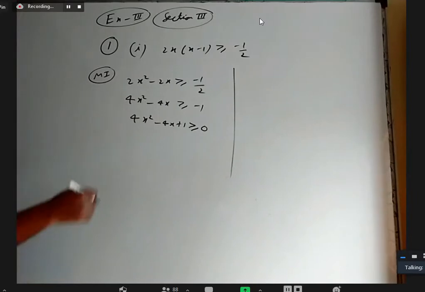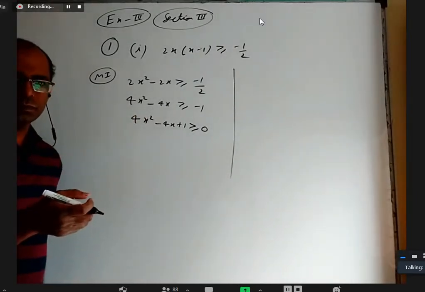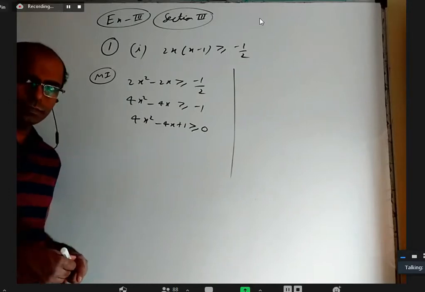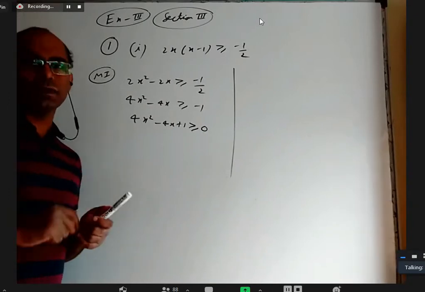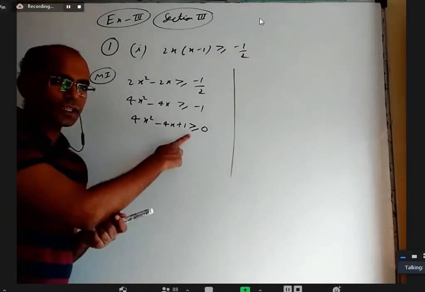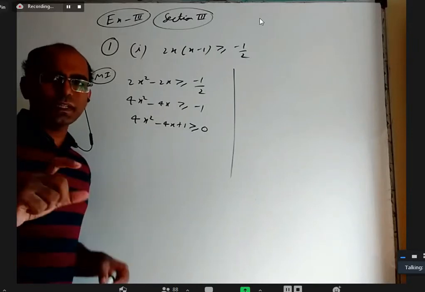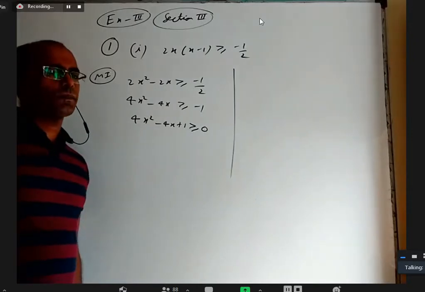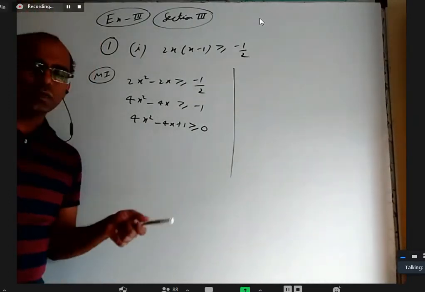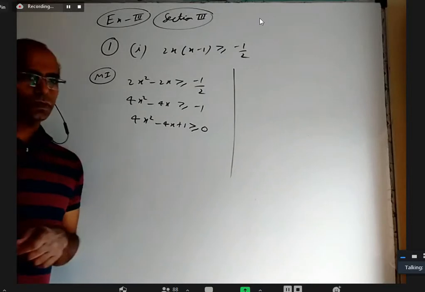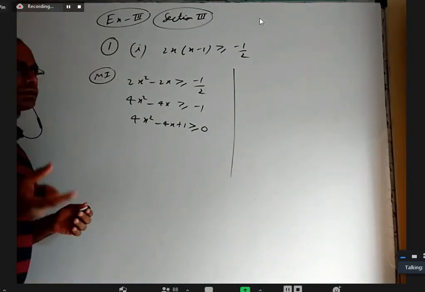When will a quadratic expression be always positive? Anybody want to tell? It has no real roots, and the leading coefficient is positive. But it's not just greater than 0, it is greater than or equal to 0. When will a quadratic expression be greater than or equal to 0? If you want something to be greater than or equal to 0, its roots should be equal.